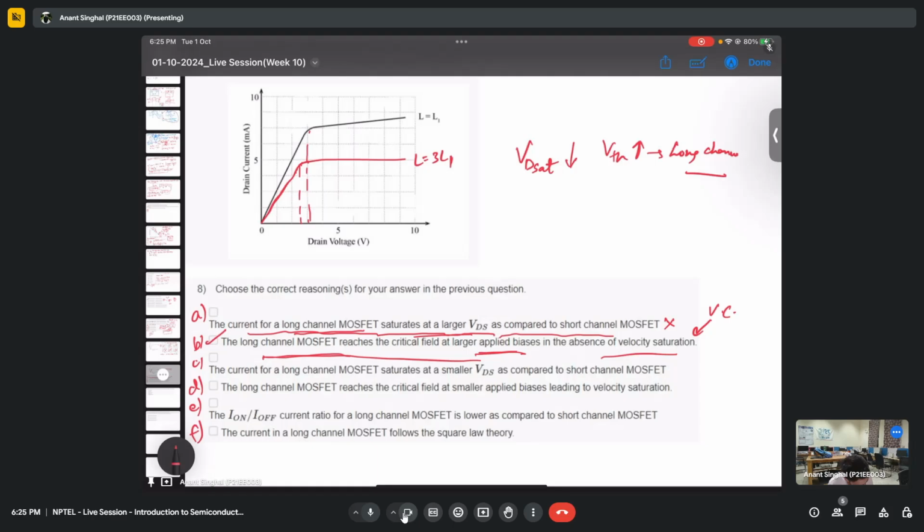The I1 by IO ratio for a long channel MOSFET is lower. So I1 for a long channel is lower as compared to short. So this is also wrong. I1 by IO will be better for the short one. Just don't get confused by ION by IOFF, I'll explain these terms also. And the current in the long channel MOSFET follows this, so this is like universal. So is it that B, C, and F are correct? Do you guys agree?